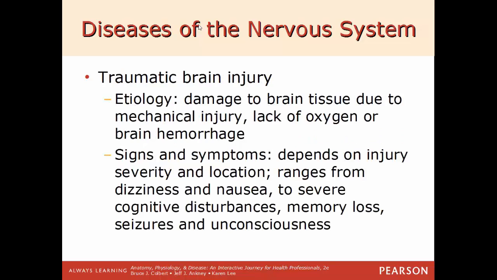Traumatic brain injury, etiology: damage to the brain tissue due to a mechanical injury or a lack of oxygen or brain hemorrhage. Signs and symptoms: this will vary greatly depending on the severity of the injury and on the location. It could range anywhere from dizziness to nausea to severe cognitive disturbances, memory loss, seizures, and unconsciousness.